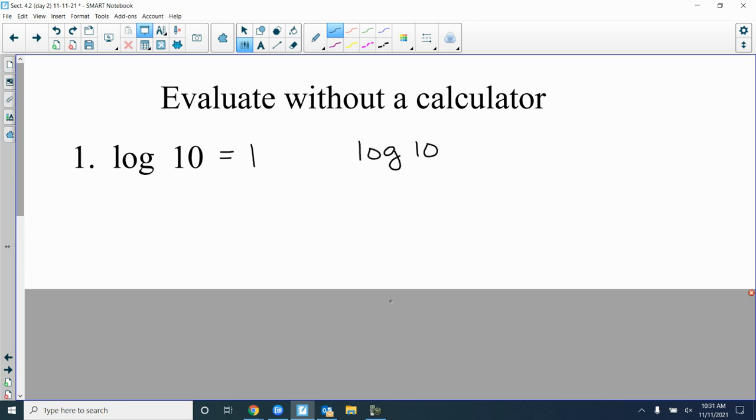To help, if you get stuck, I would tell you to do this. It has to equal something, so make this an x. If I rewrite this as an exponential function, my base is 10. 10 to that power has to equal 10. So hopefully you can figure it out that way.